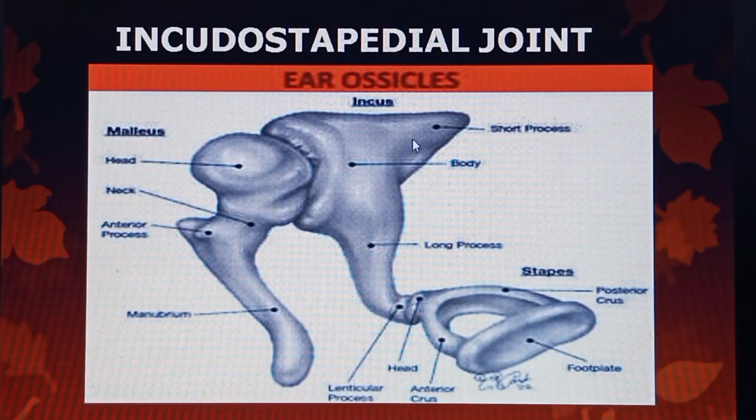Now, for instance, we will have the shorter leg over here, which we call the short crus, something you can also call the short process. Anything which comes from the body is a process. And then you can have the longer one, which we call the long crus, or the long process. But remember that at the terminal aspect of this long crus, we see a lens-shaped structure, which we call the lenticular process of the incus.